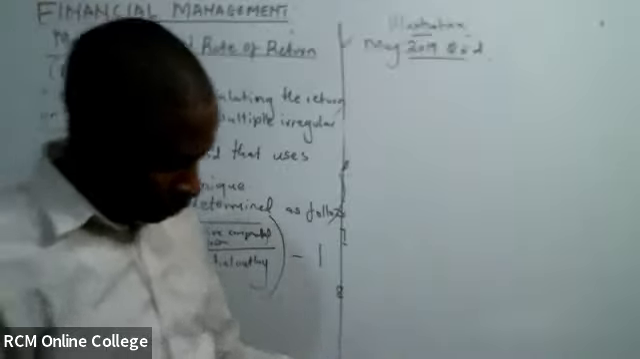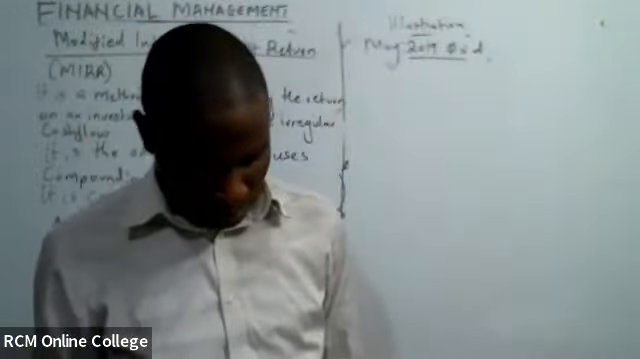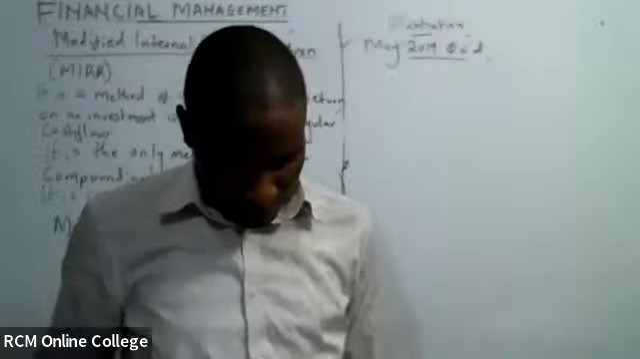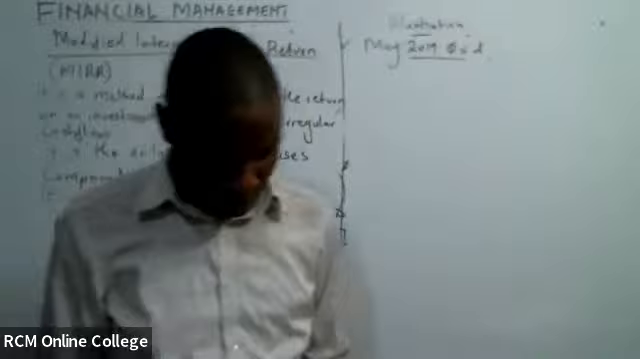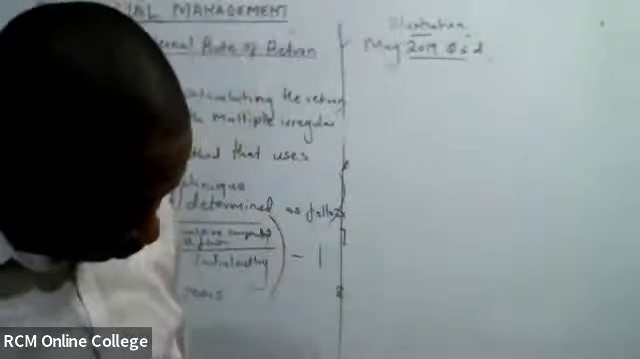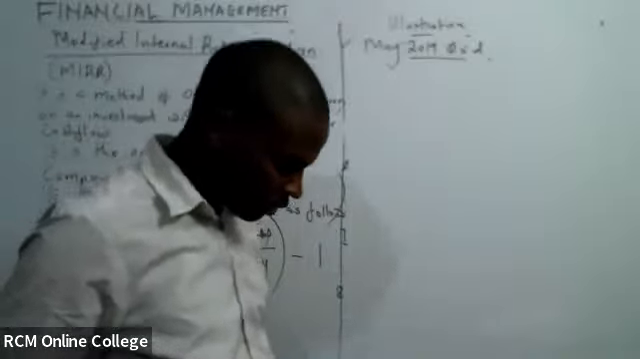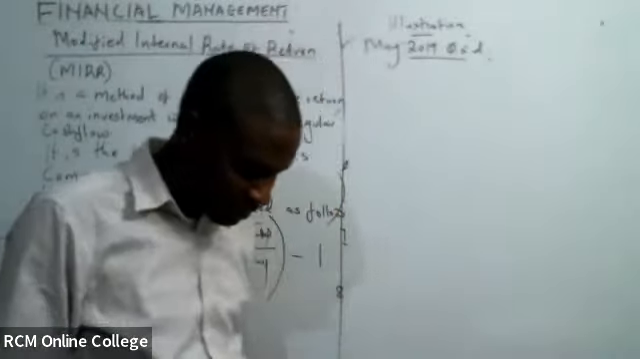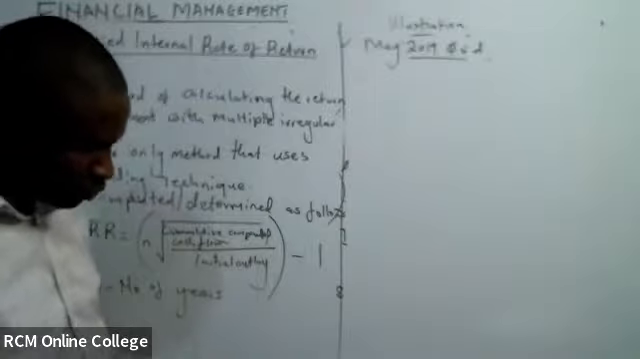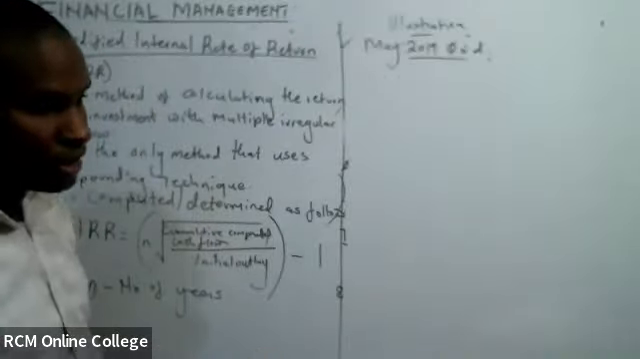So the question is, BD Enterprises is a small medium enterprise in the floriculture industry. The company intends to invest 300,000 in a project that has a useful economic life of 4 years. The following are the expected cash flows. Year 1 to 4: 140, 120, 80, and 60. The company's required rate of return is 14%. You're required to come up with the modified internal rate of return.